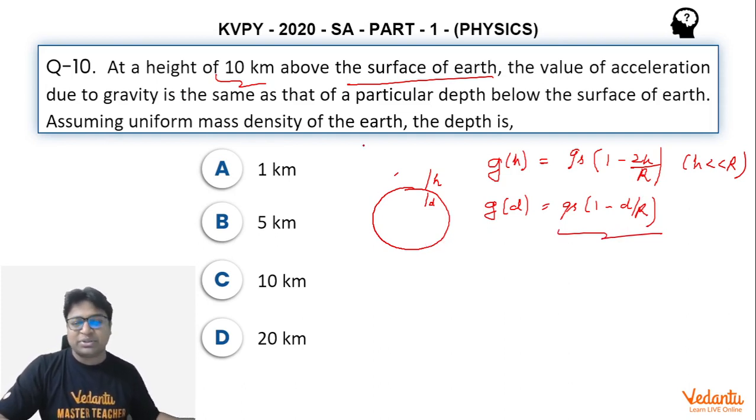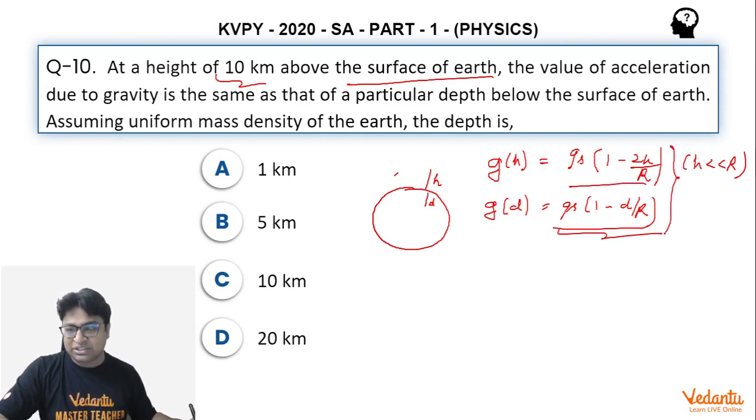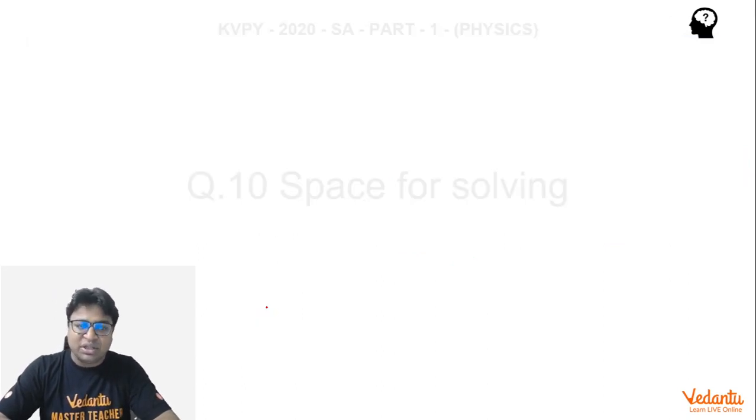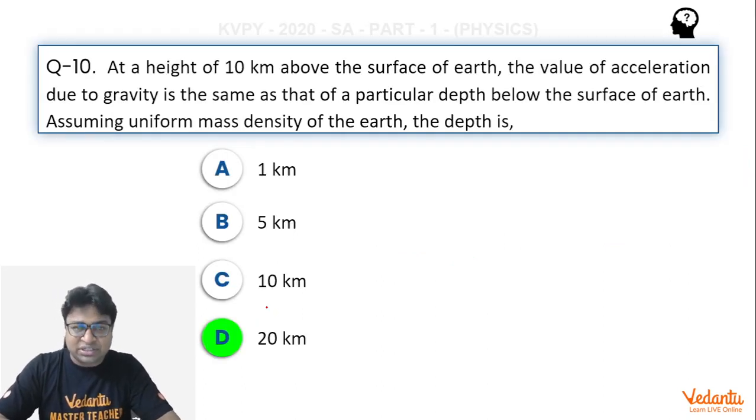So in the present question, we have been told that these two values are equal, and when we have a look at this formula, it becomes obvious. You can do it mathematically also, but I think it's pretty obvious that d should become equal to 2h, which basically means that the value of d should be 2 times of h, which is 20 kilometers. So option D should be the correct answer, and if we check the correct answer, it is option D.